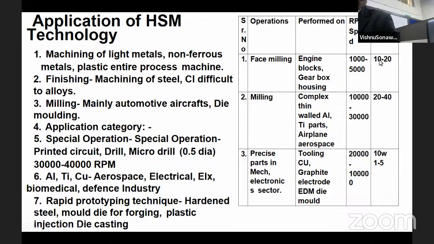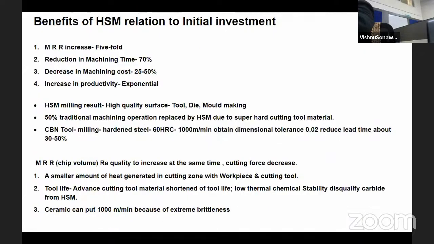Here is one case: engine blocks and gear housing material. We can machine them by face milling, which requires 1,000 to 5,000 revolutions per minute, and the motor required is 10 to 20 kilowatt power. This applies to milling and precise parts in mechanical and electronic sectors. Okay, right?